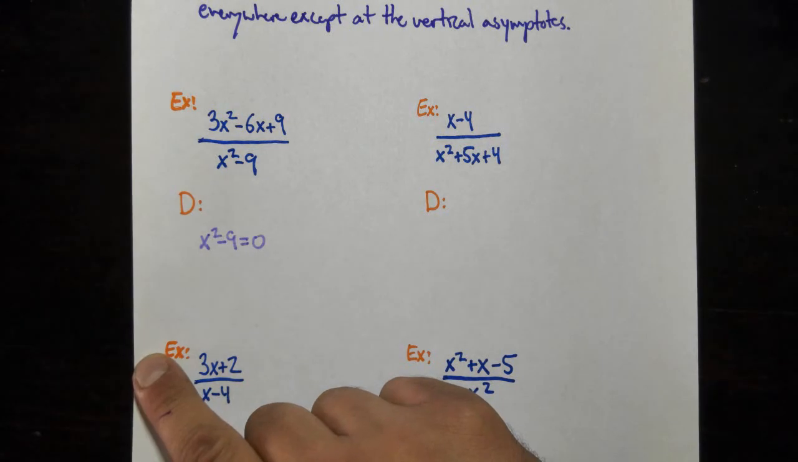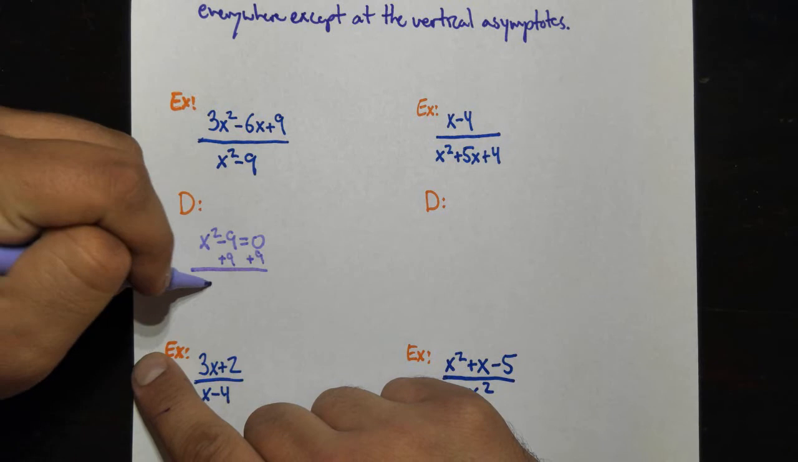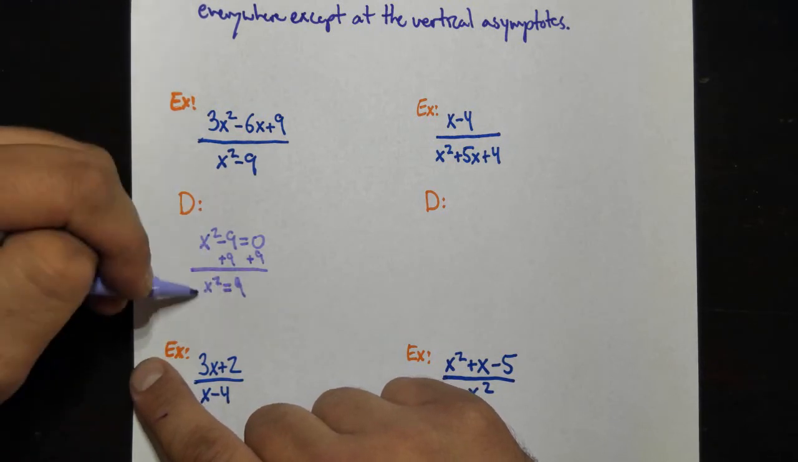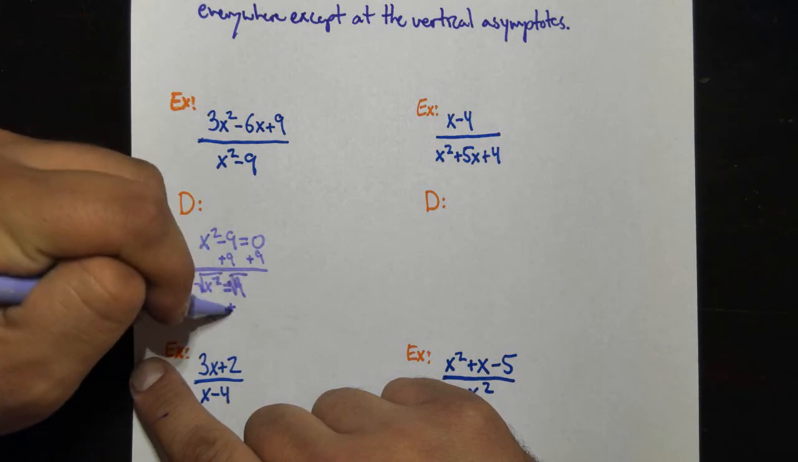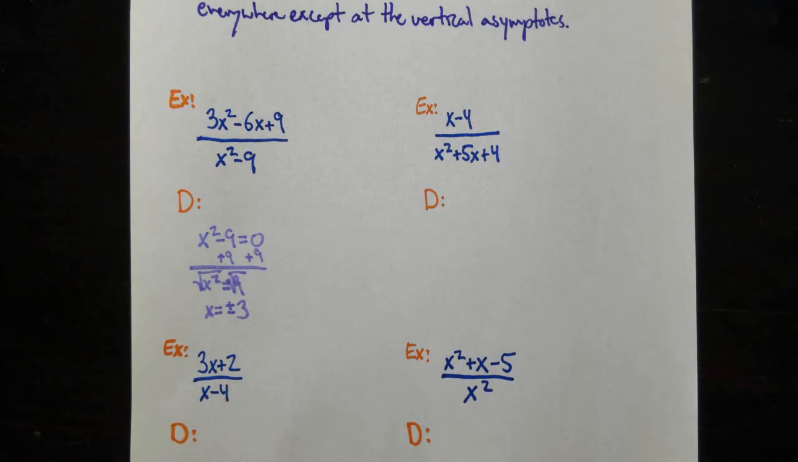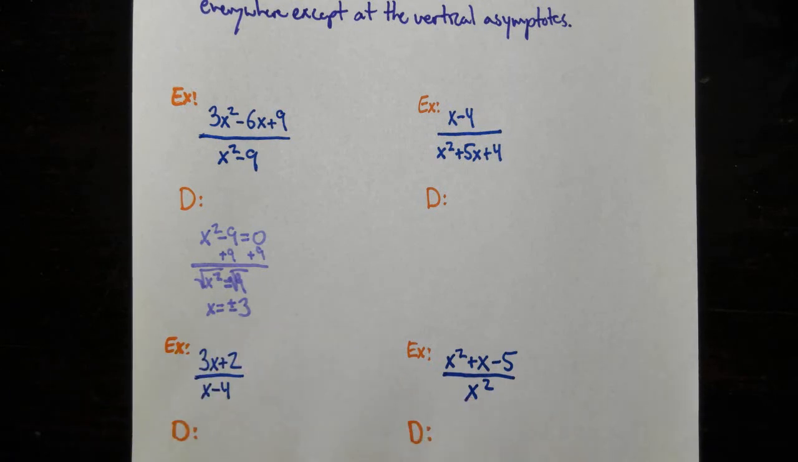So I set it equal to 0. Let's see, we can add 9 to both sides. x squared equals 9. And then remember what undoes a square? Square root. So x is going to be equal to positive or negative 3. Well, positive and negative 3. So this is where the function doesn't exist, at x equals negative 3 and at x equals positive 3.